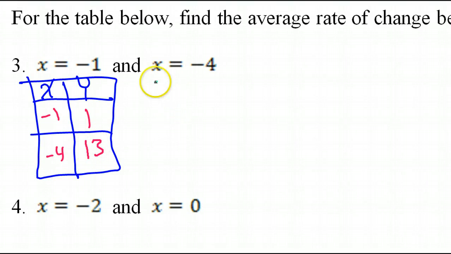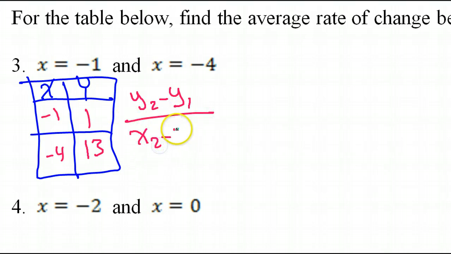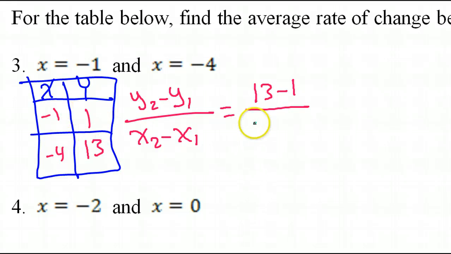Okay, time to do the rate of change or slope. So we're going to do y2 minus y1 over x2 minus x1. Well, y2 minus y1, so that's 13 minus 1. And then x2 minus x1, so negative 4 minus, whoa, be careful, it's negative 4 minus negative 1. Put the negative 1 in parentheses.